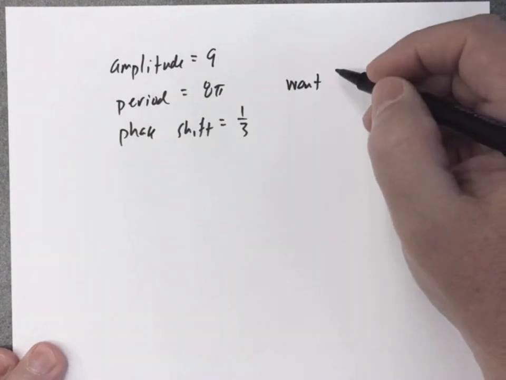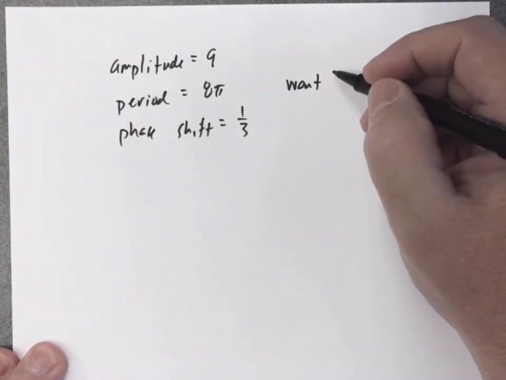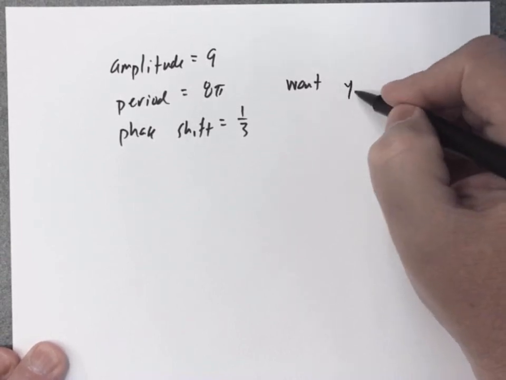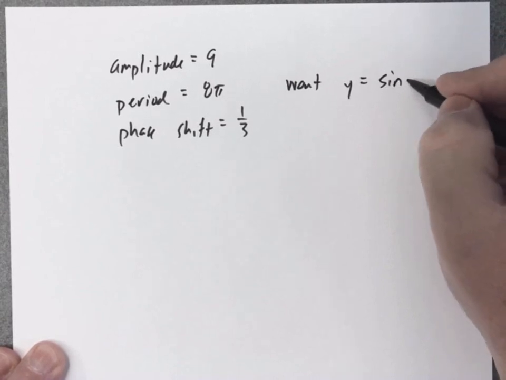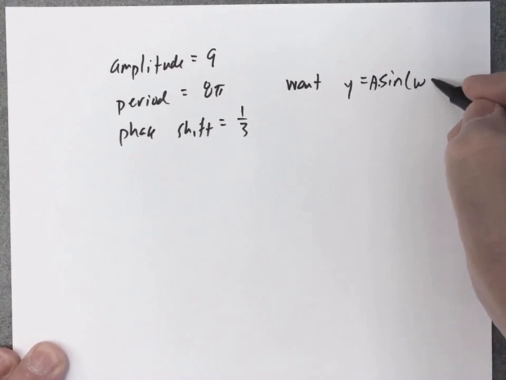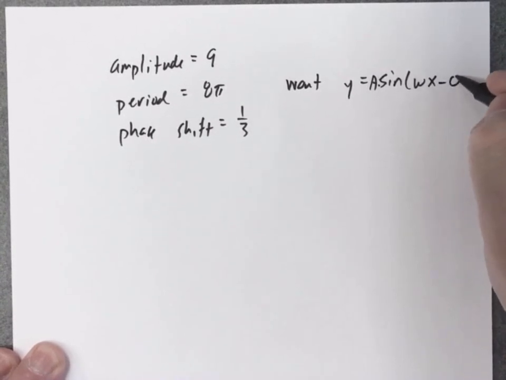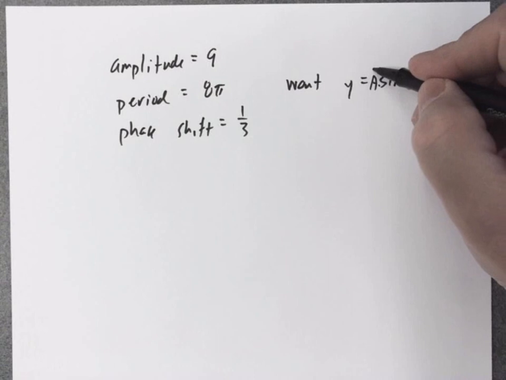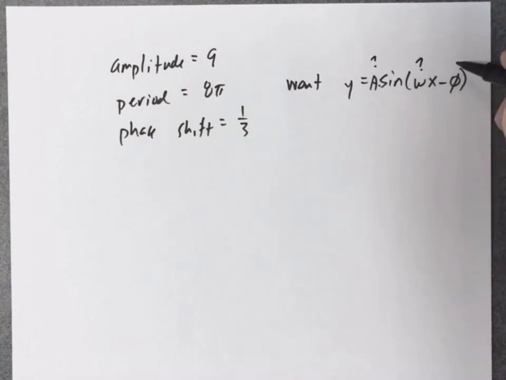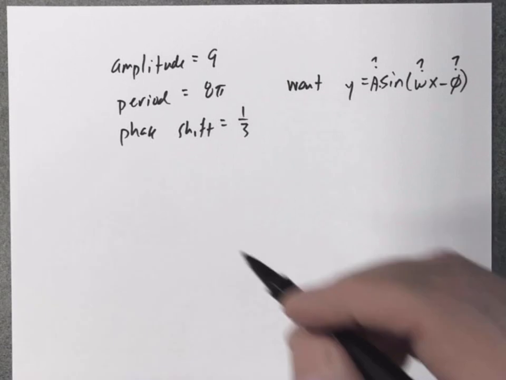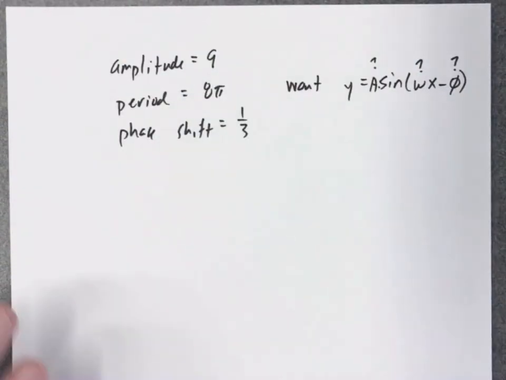Now they have to tell you whether they want it to be a sine wave or a cosine wave, because you can do either one. In this case, they want the sine wave. So here's our standard equation. So really what we need to do is determine A and omega and phi. If we can figure out what those equal, we plug them in here and we have the equation of the trig graph.